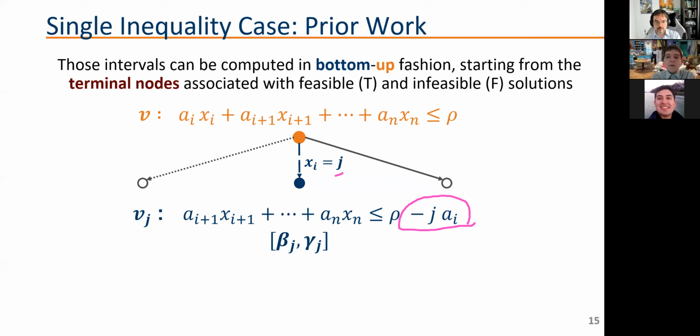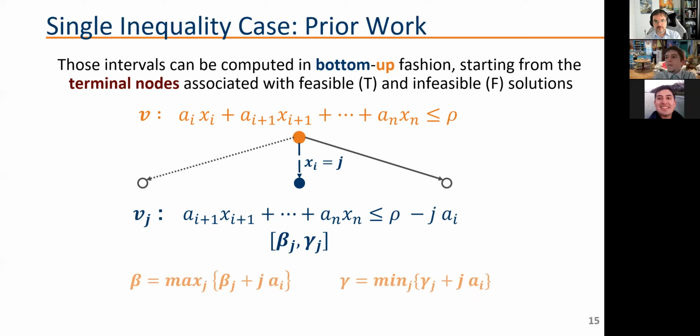And let's say now, for the sake of induction, that we know exactly what would be the interval of right-hand side values that would be equivalent to what we find here. Let's say we have a beta j and a gamma j. If we know that for all the children of this node V, then we can calculate the beta and the gamma of the node V by these maximum and minimum expressions that I'm showing here. And as I told you, this is assuming that there's an induction.